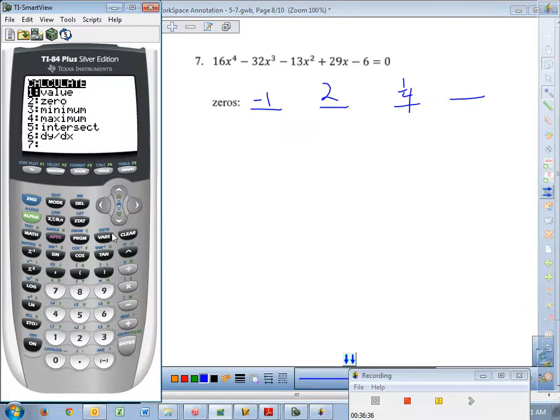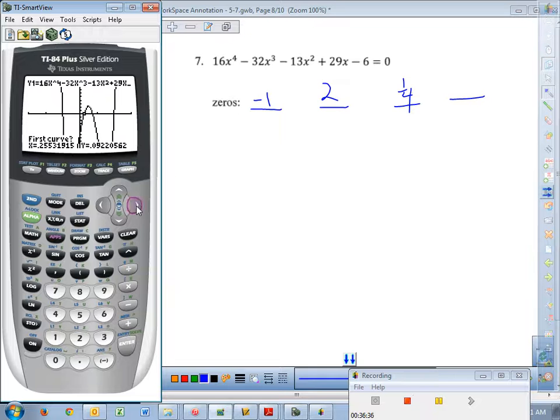Second, calculate, intersect. Yeah. Where's the other one at? 3/4.